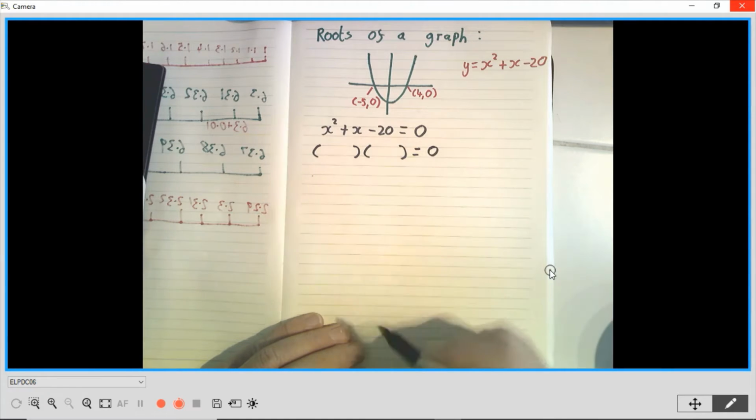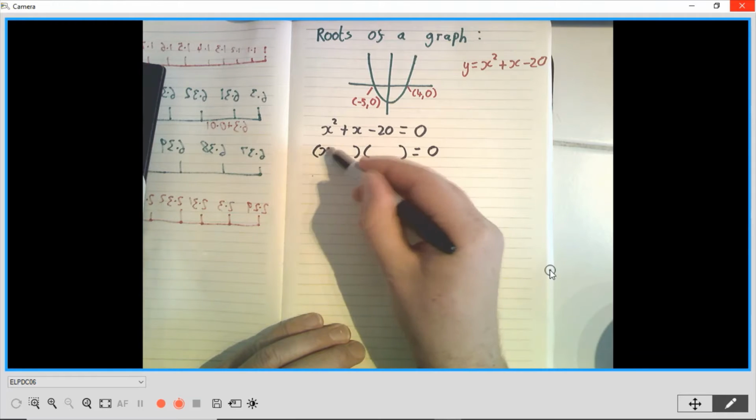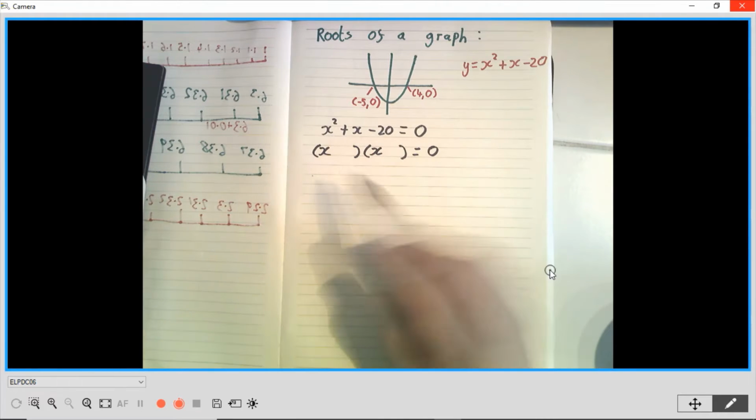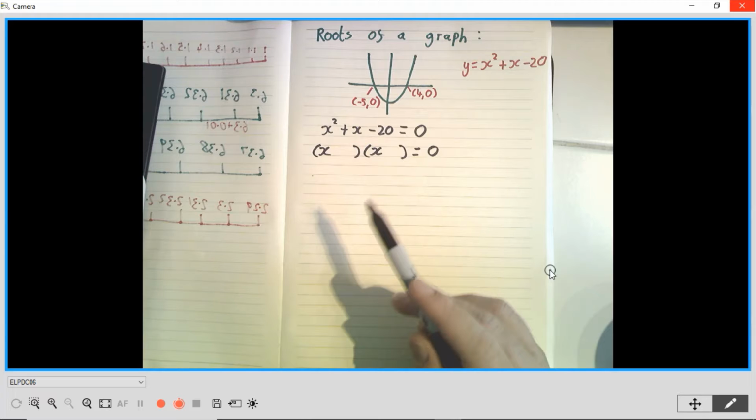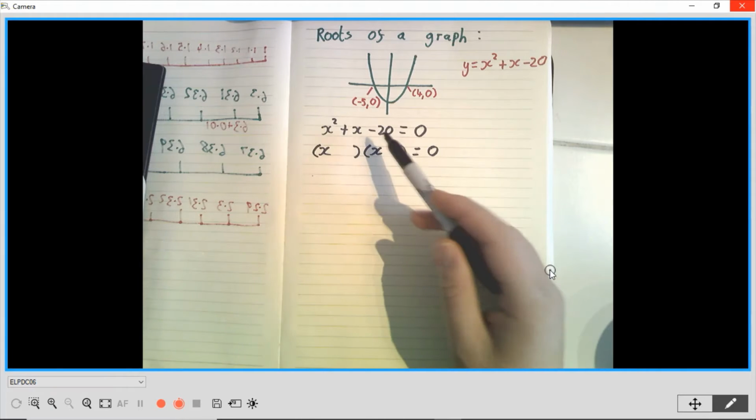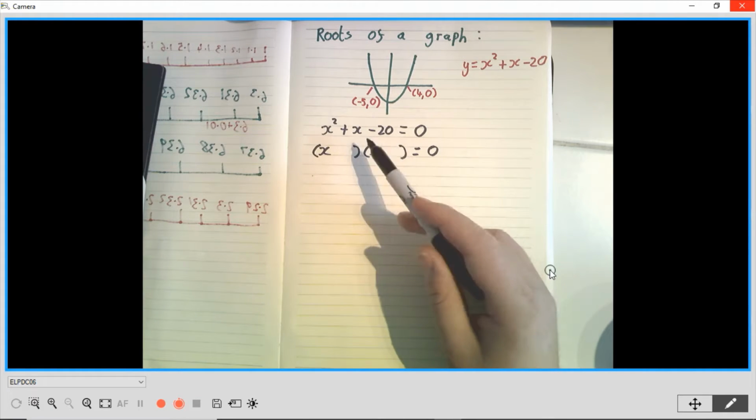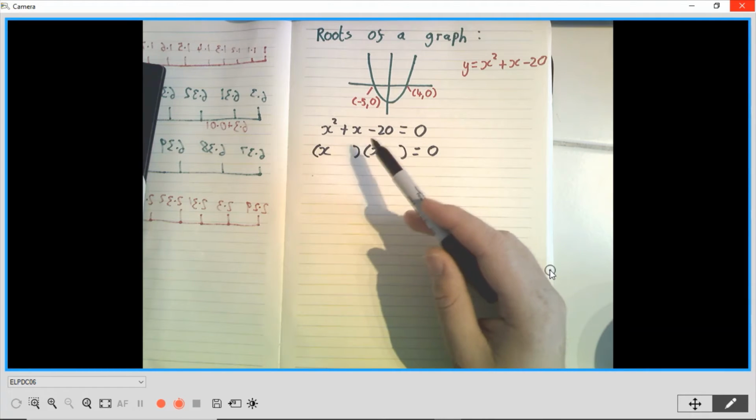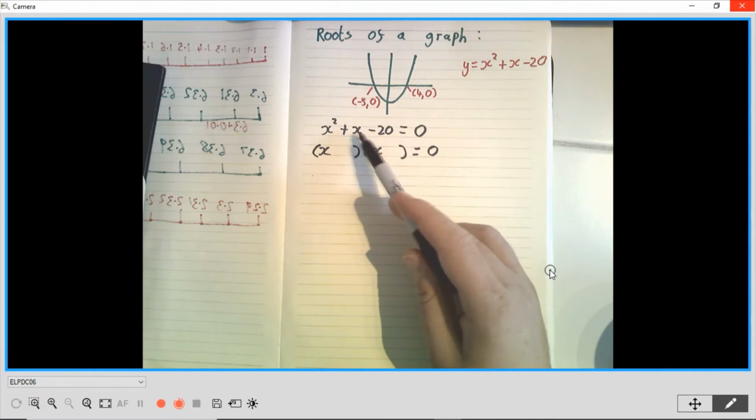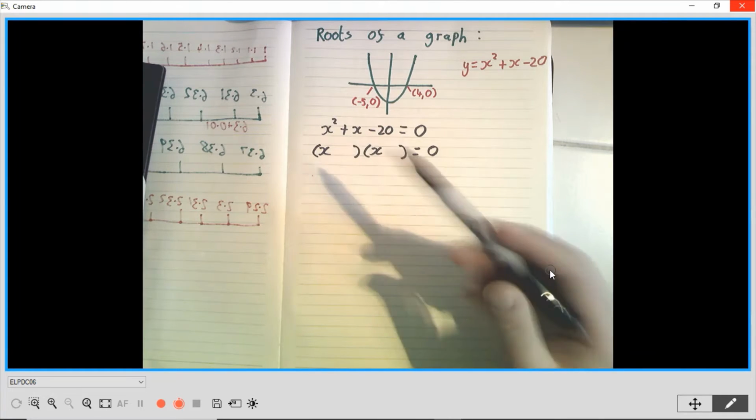So I'm just going to factorize this. That's going to be an x, that's going to be an x. And we just need to work out what goes inside these brackets, don't we? Well, how do I make -20? I can use 4 and 5. And let's just have a think. I need those two numbers to add up to make 1, because this is one lot of x.